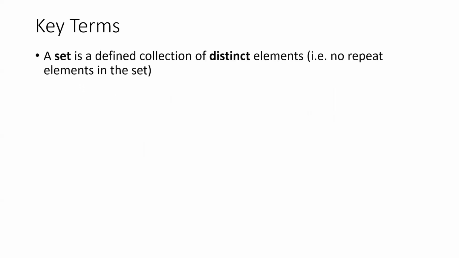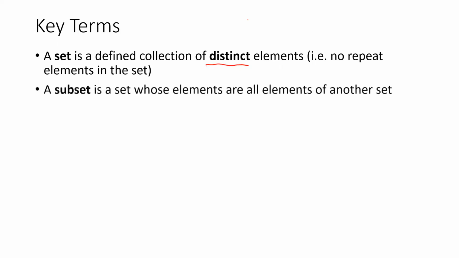A set, we talked about this before, but I'm just going to redefine it again, is a defined collection of distinct elements. The key word here is distinct, which means that we don't have repetition. So as an example, if I have a set that has 1, 1, 2, and 3, technically the extra 1 is not really relevant. We only want to include 1, 2, and 3. We want no repetition, so we assume that there is no repetition at all in this set.